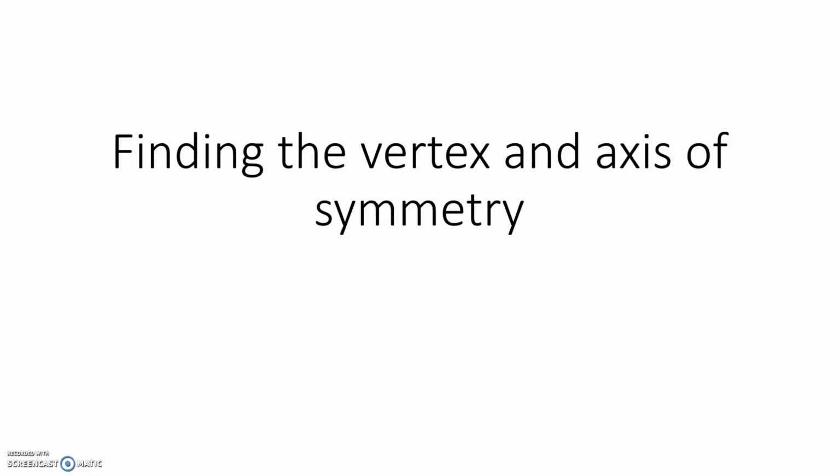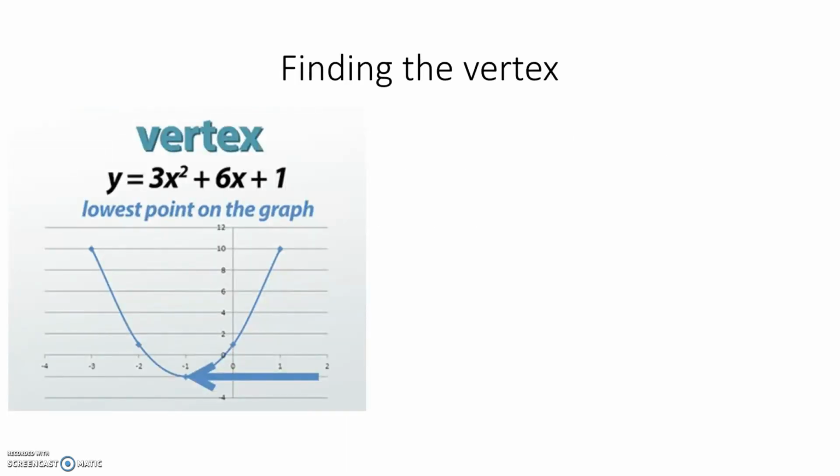This is a short video on how you might find the vertex or the turning point and the axis of symmetry of, in particular, a quadratic. Okay, so we've got a quadratic, 3x squared plus 6x plus 1, and the vertex is the turning point. In this case, it's the lowest point on the curve. It's really important for engineers to be able to find the minimum or maximum of a function.